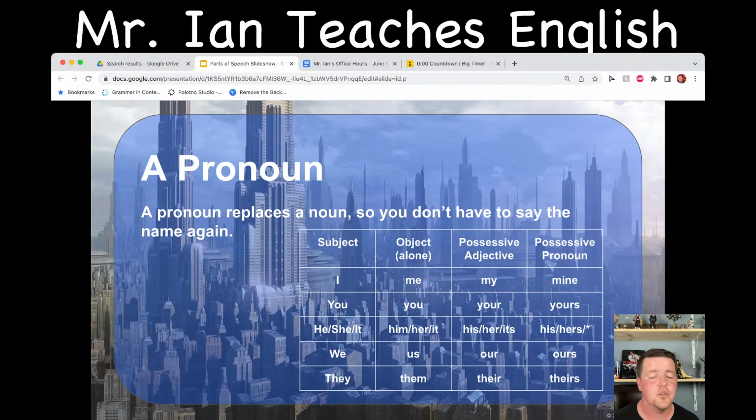Pronouns. Now these you have to be careful for, because if you say the wrong pronoun, it completely changes the ideas in the sentence. Pronouns replace nouns, so you don't have to say the name again. You just use a substitute, which is usually much shorter. You'll see here the pronouns are divided into 4, actually 5. I didn't put the reflexive on there, but 4 different types here: the subject, the object, the possessive adjective, and the possessive pronoun. I'll give you a second to take a screenshot while I drink some tea.